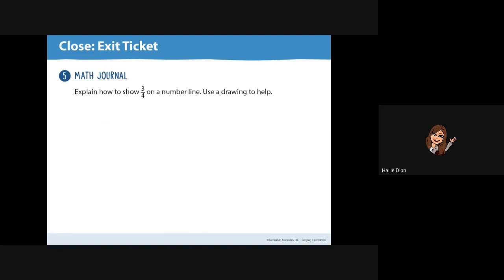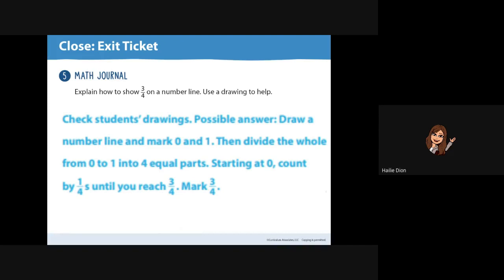Pause while you can and make your number lines, because when you come back, it will have the answer for you to review and check your work. So we need to find 3/4 on a number line. A possible answer is to draw a number line and mark 0 and 1, then divide the whole from 0 to 1 into 4 equal parts. Starting at 0, count by 1/4 until you reach 3/4 and mark 3/4.